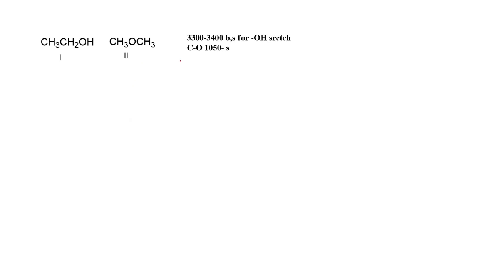That is, alcohol usually gives a broad and strong band for OH stretch in between 3300 to 3400 centimeter inverse, and a carbon-oxygen stretch at 1050 centimeter inverse. Whereas the ether C-O-C stretch usually appears in between 1300 to 1050 centimeter inverse. Usually two C-O stretching bands appear, one for symmetric stretching and the other for asymmetric stretching, in this region, 1300 to 1050 centimeter inverse.